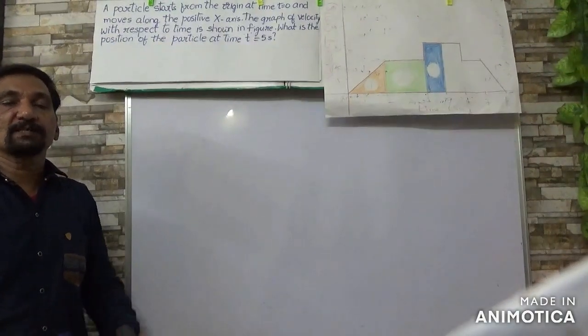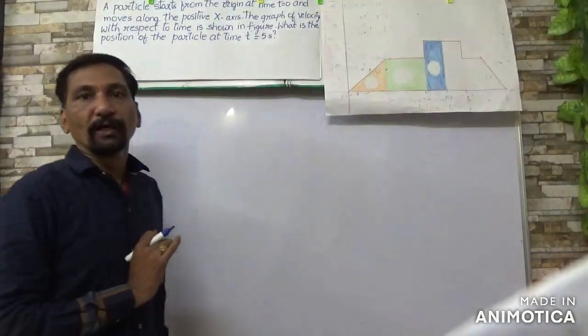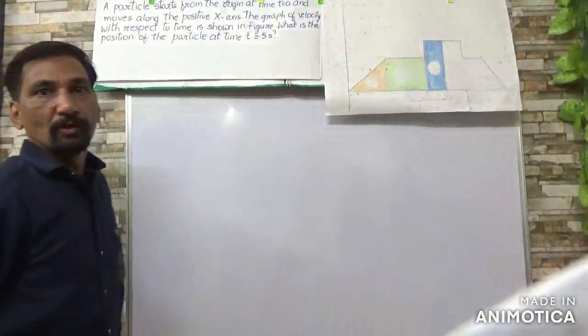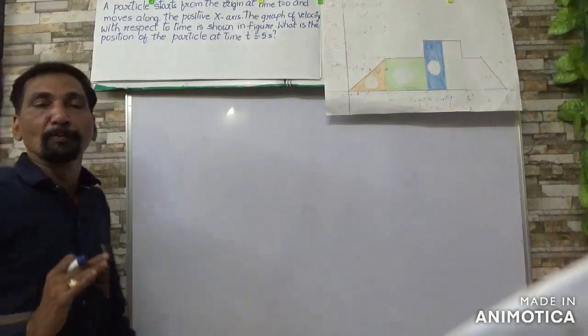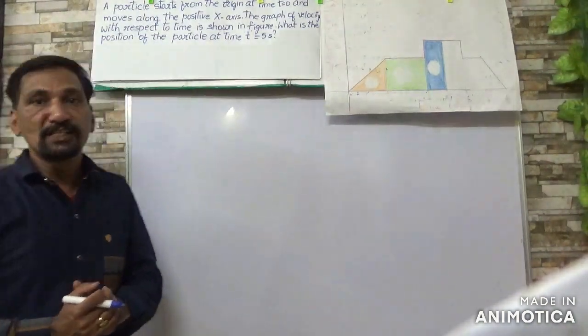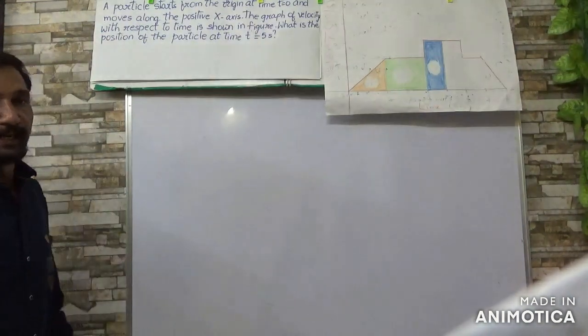A graph is plotted taking time along the x-axis and velocity along the y-axis. You want to find the position of the particle, nothing but the displacement, after how many seconds? 5 seconds.